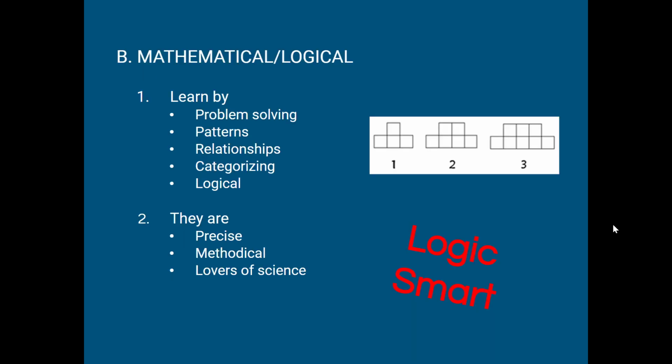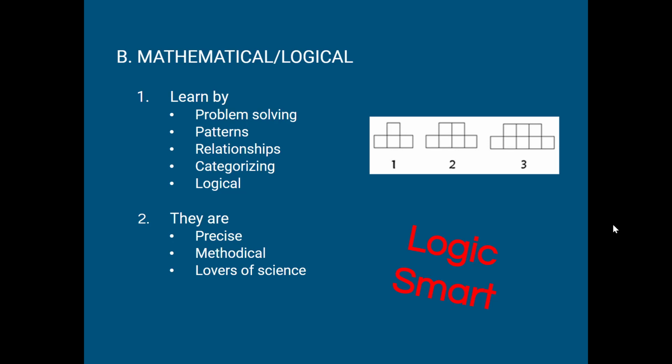The next kind of intelligence is mathematical or logical intelligence. If this is one of your top categories, you learn by problem solving, looking at patterns, making relationships between ideas, categorizing things, and you really just like the logic. So we consider you logic smart. People who scored high in this intelligence, you are precise, you're methodical, and maybe you're lovers of science.